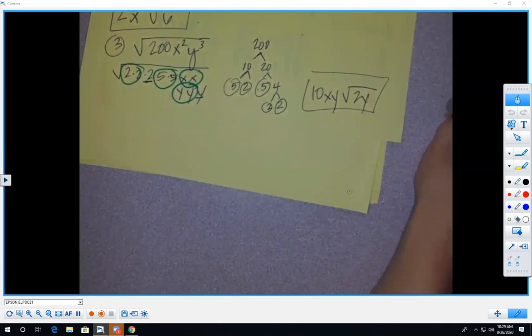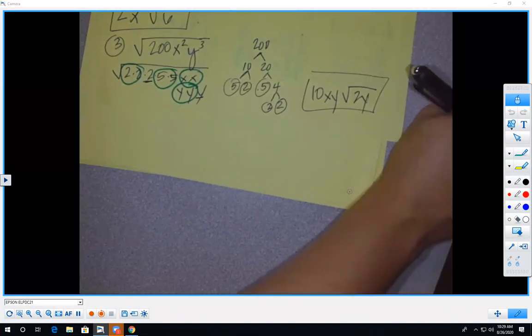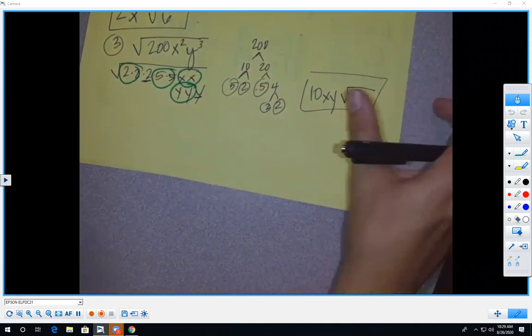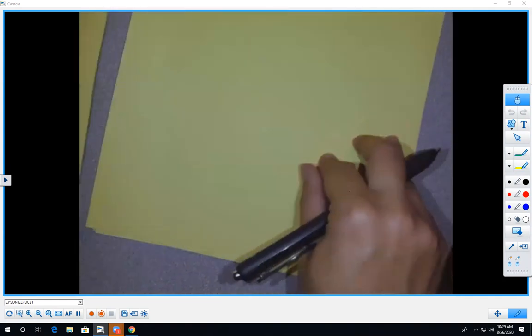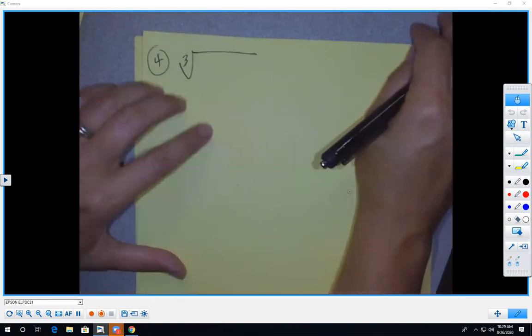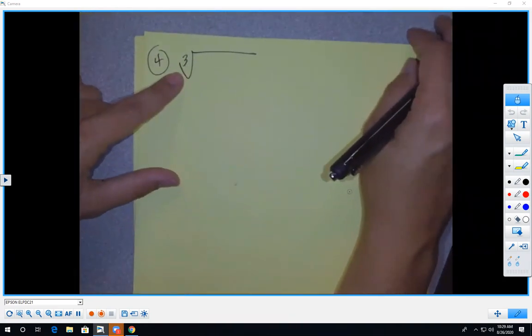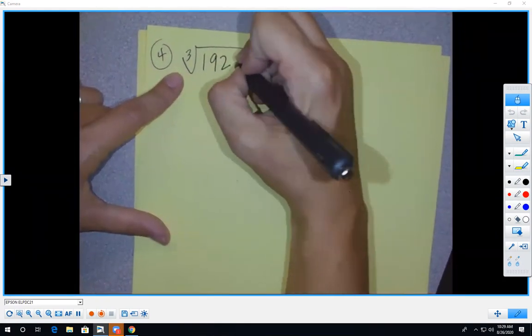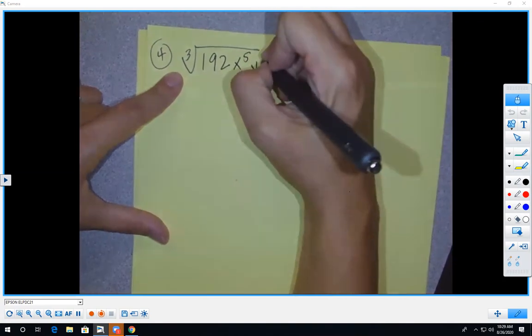Okay, let's move on to the cube root problems. So that's like 10 and 11. That was number 11, and now let me do number 10. So the cube root problem, it's the same exact thing. So if I had a cube root, a little 3 right here in the index. So the cube root of 192 x to the 5th y squared.